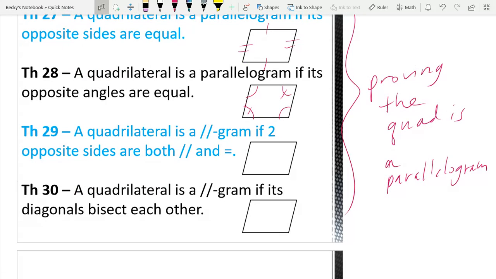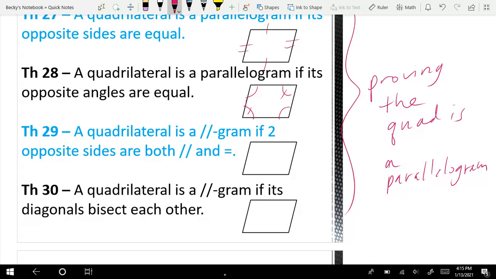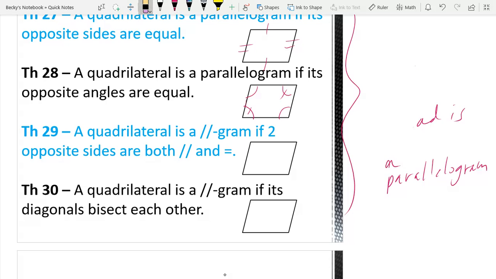I did a weird abbreviation here. I did a parallel sign and then gram. You definitely don't have to do that. A quadrilateral is a parallelogram if two opposite sides are both parallel and equal. Now, this is a tricky one, so a lot of people goof this one up.